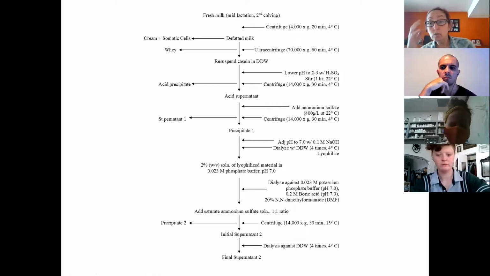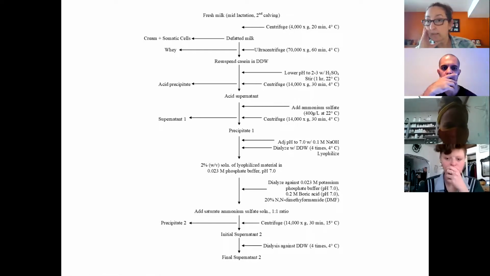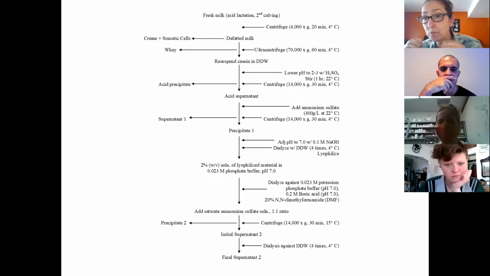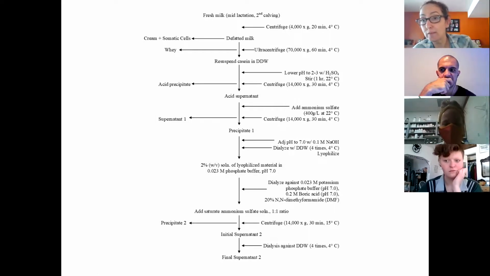This is the most annoying thing I've done as a postdoc: separation of a particular enzyme inhibitor in milk. And this enzyme inhibitor is associated with the casein. So you start with milk and you want to isolate this inhibitor and do enzyme kinetics on it. So you want it in the purest form possible.